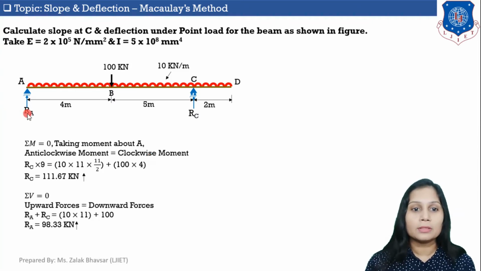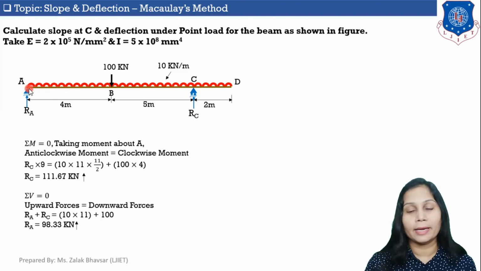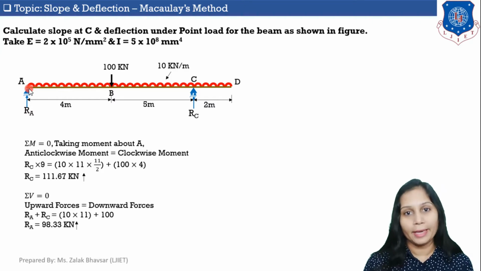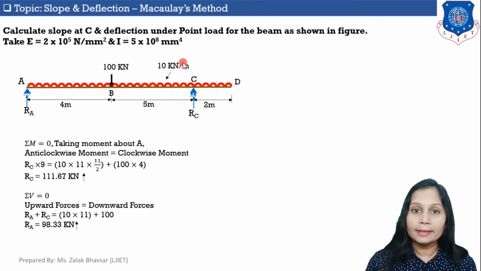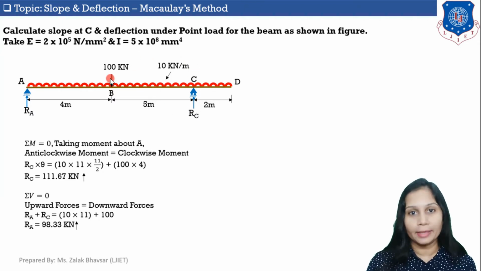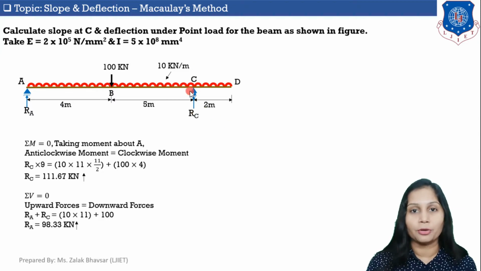Now this reaction RA is passing through point A, so reaction RA will not make any moment about point A. Now this reaction RC is acting in an upward direction, which is creating anti-clockwise moment about point A, which is equal to RC, which is load, into distance 9 meter, which is the distance between the line of action of reaction RC and point A.